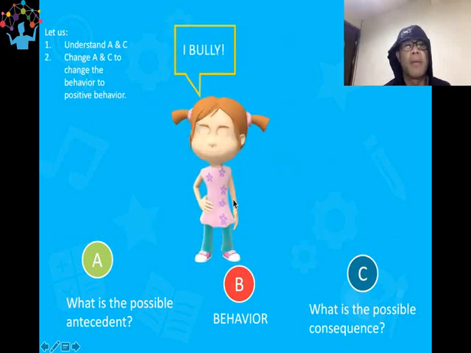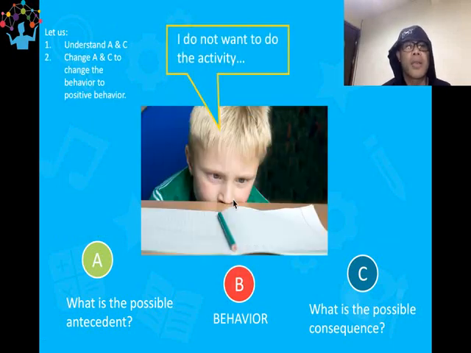Okay, now let us try to understand this. You will find some children who are in this situation: "I do not want to do the activity." Let us try to understand what the possible antecedent is for why a child would not want to do an activity, and what are the possible consequences that reinforce this kind of behavior in the classroom.